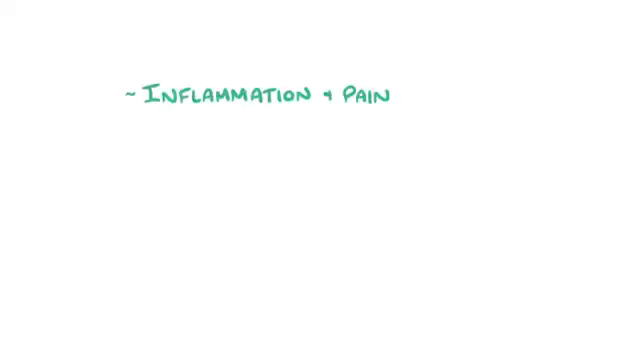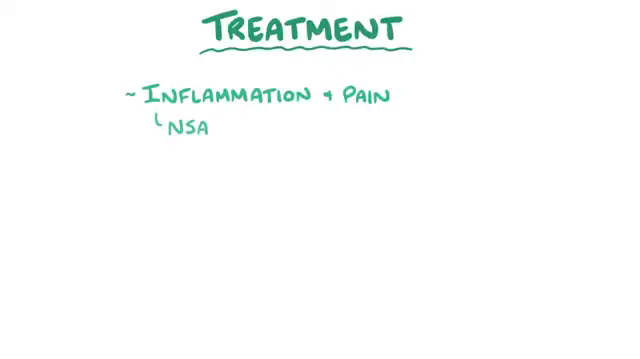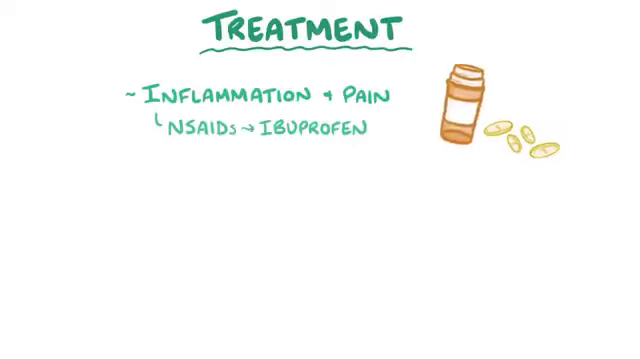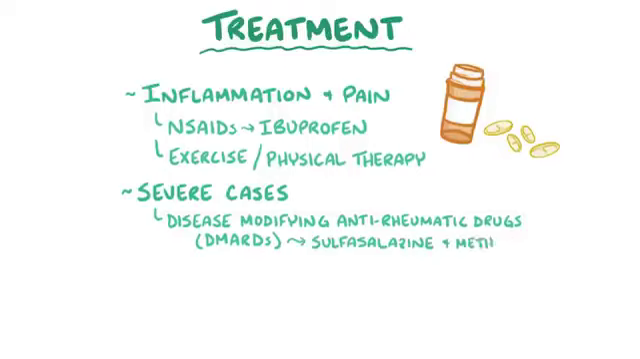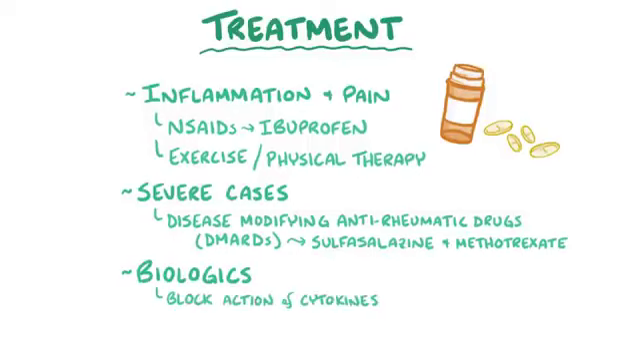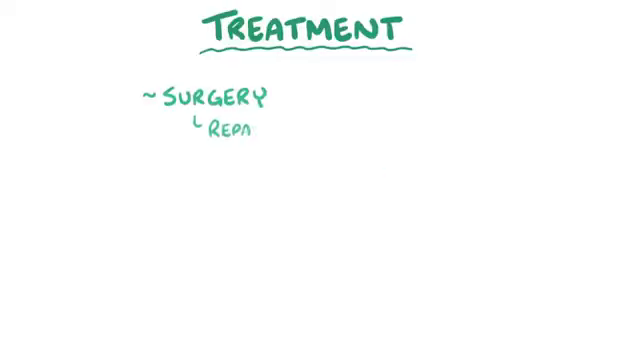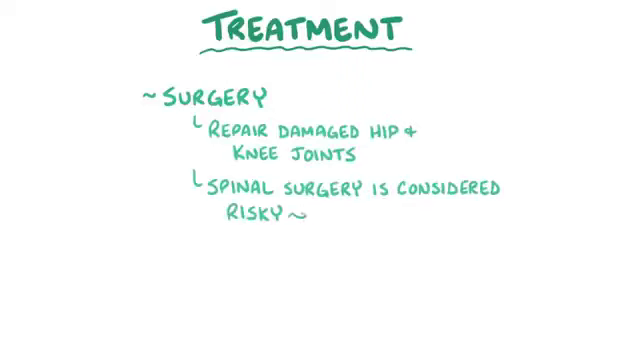Inflammation and pain from ankylosing spondylitis is usually treated with non-steroidal anti-inflammatory drugs, like ibuprofen. The pain can also be relieved by exercise or physical therapy. In more severe cases, disease-modifying anti-rheumatic drugs, or DMARDs, like sulfasalazine and methotrexate can be helpful. Newer therapies called biologics can also be useful, because they block the actions of cytokines like tumor necrosis factor alpha and the interleukins. Surgery can repair damaged hip and knee joints, but spinal surgery is typically considered risky and is rarely performed.